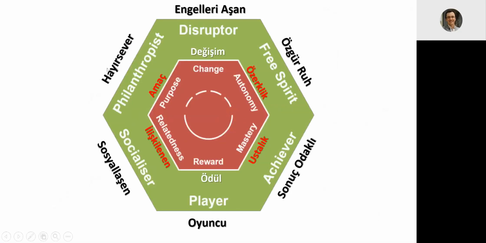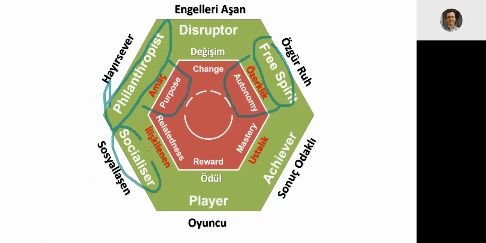So people could be a philanthropist, disruptor, free spirit, achiever, player, or socializer, and each of them has major motivators. For instance, if you are a philanthropist, your main motivator is purpose. If you are a free spirit, you always seek autonomy. If you can't get autonomy, you can't get motivated. What about the socializer? Socializers always look for relatedness. Disruptors look for change, and players always look for rewards.